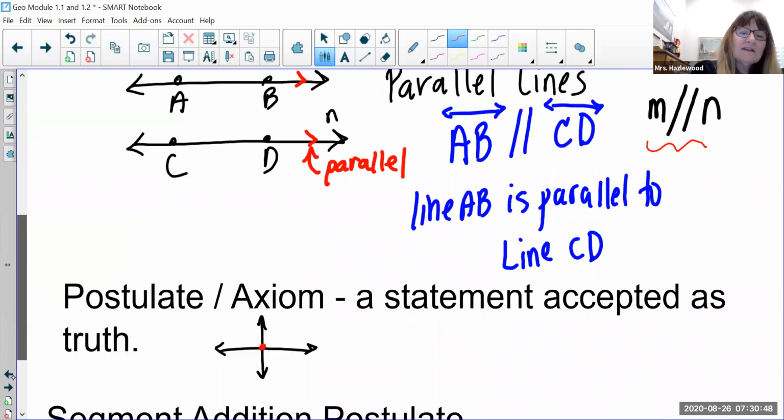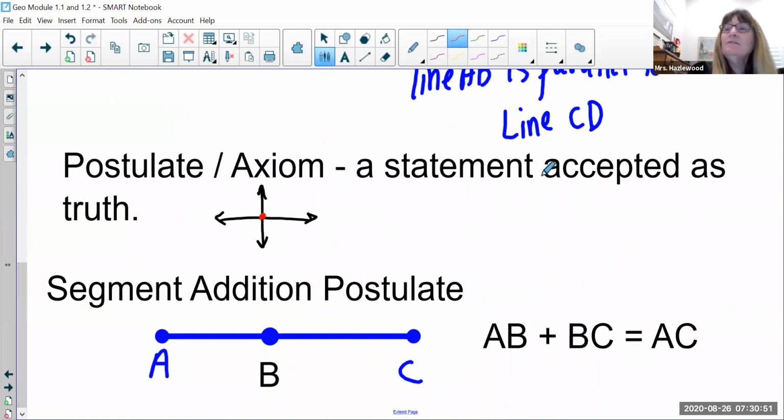This next part is new, so you should probably write this down. Okay, you need to know the difference between a postulate and a theorem. And this postulate below it, we're about to go over in just a moment.